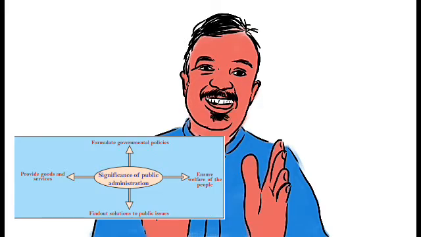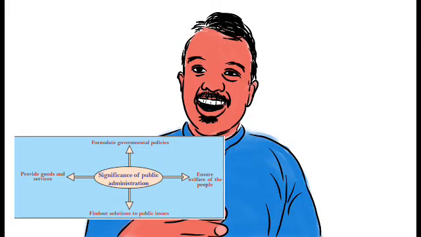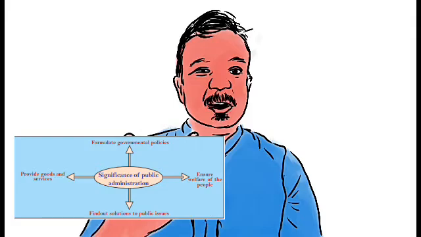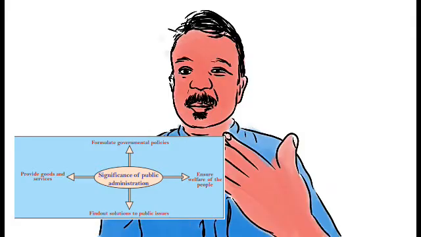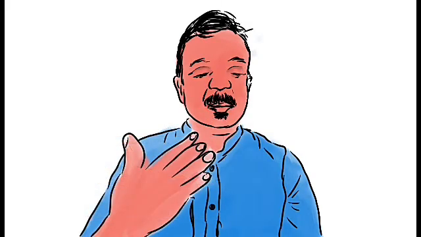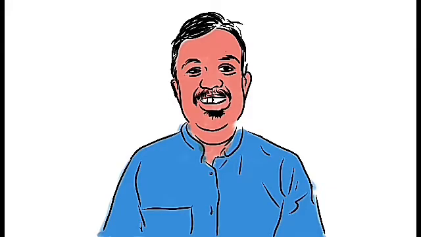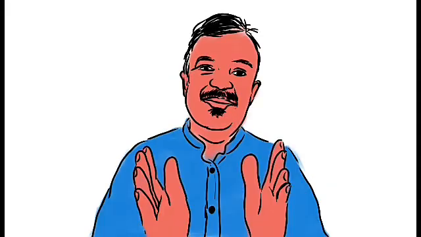Public administration formulates governmental policies, ensures welfare of the people, finds out solutions to public issues, and provides goods and services. All these are done by government through public administration. And here you can see the words of Mahatma Gandhi. What are you seeing there? Gandhiji expected the protection of the interests of all the people of the country through public administration.